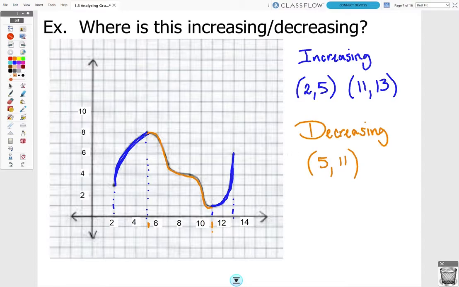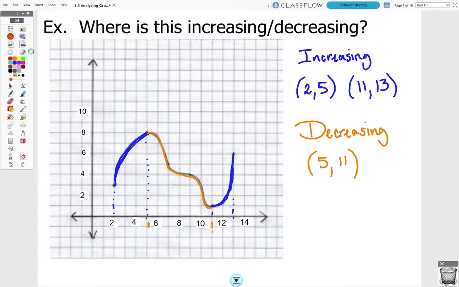Now, same thing we mentioned last time. I don't know if it's going up or down at 5. I just know it's changing, so that cannot be included. I don't know if it's still going down at 11 because it's actually going to start going up, so it's that changing point. We also don't say that it's constant at a given point because, well, it's just a point. It is constant if it stays at that same function value for more than just one value or one x location. All right, so increasing between 2 and 5, and then again from 11 to 13, and it is decreasing from 5 to 11.